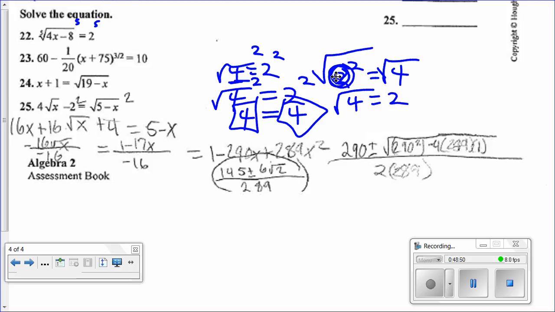So on this 22 here, we take this 5th root of 4x minus 8. If we raise it to the 5th power, what we've done is just eliminated that radical right there. We don't have that anymore. So if we raise both sides to the 5th power, what we wind up with is 4x minus 8 equals 2 to the 5th power. Now we need to just add 8 to both sides. So we have 4x equals 2.